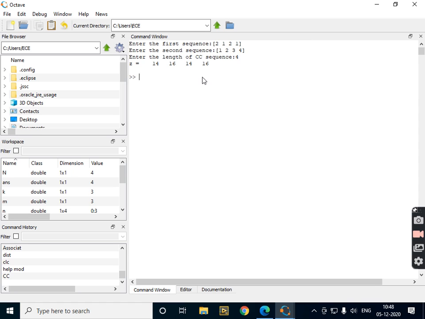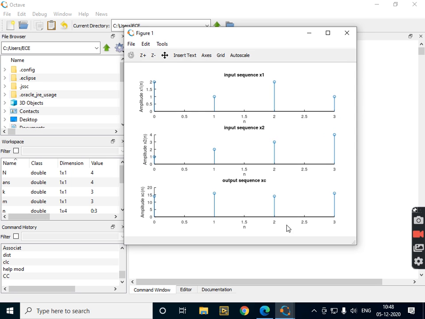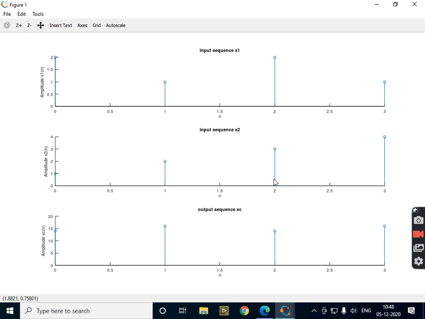So the result has been verified. The circular convolution between these two sequences is 14 16 14 16. This is the numerical result. The same thing we have plotted here. There are three rows. In the first row we are plotting the first sequence with sample values 2 1 2 and 1, and in the second row we are plotting the second sequence with sample values 1 2 3 4, and this is the output which has been plotted in the third row, 14 16 14 and 16.